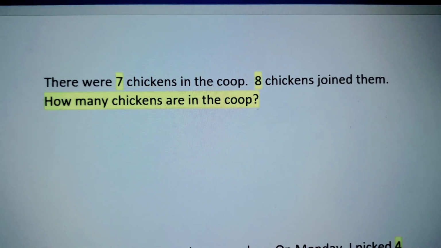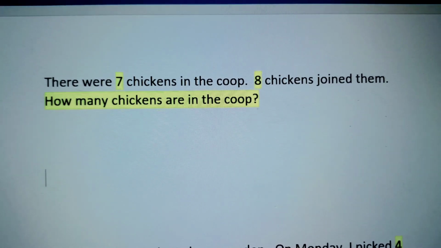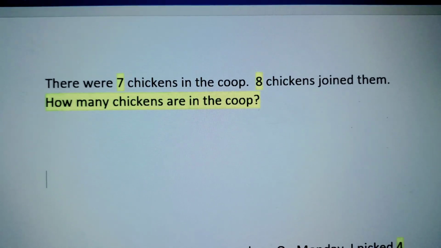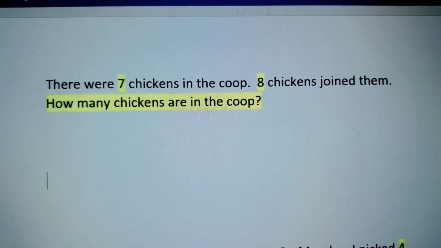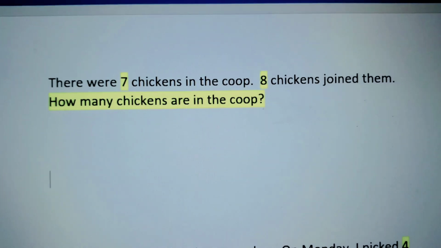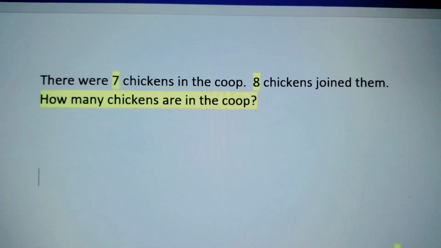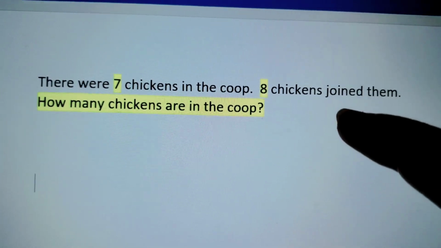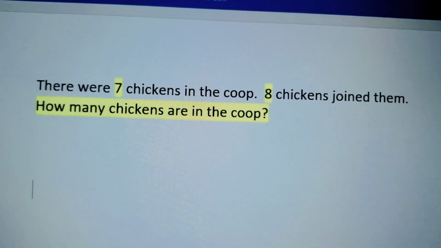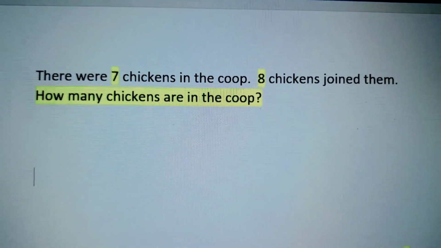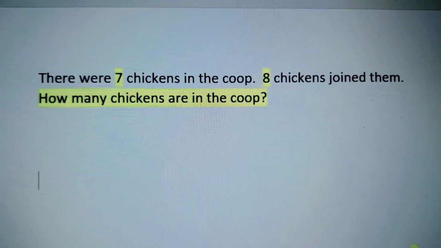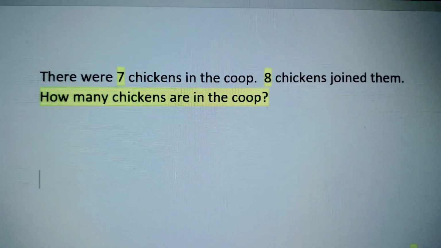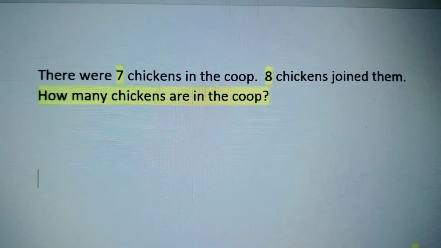There were 7 chickens in the coop. 8 chickens joined them. How many chickens are in the coop? Well, we know we're working with two numbers here, 7 and 8. And there's a word here that gives us a clue whether we add or subtract. The word is joined. When you join something together, are you adding or subtracting? Joining means to add. So 7 plus 8.